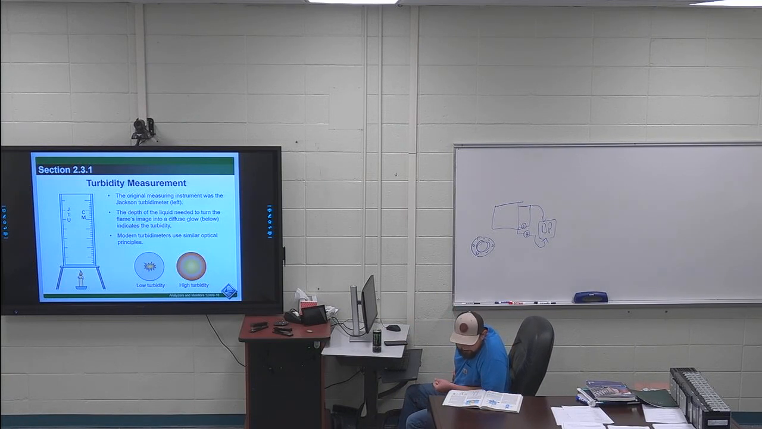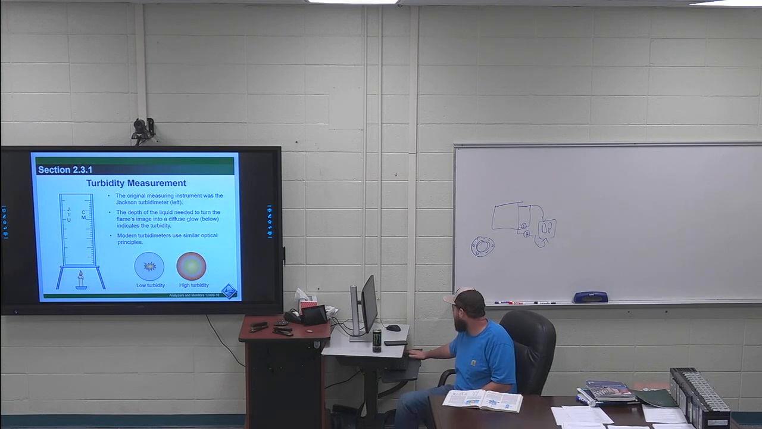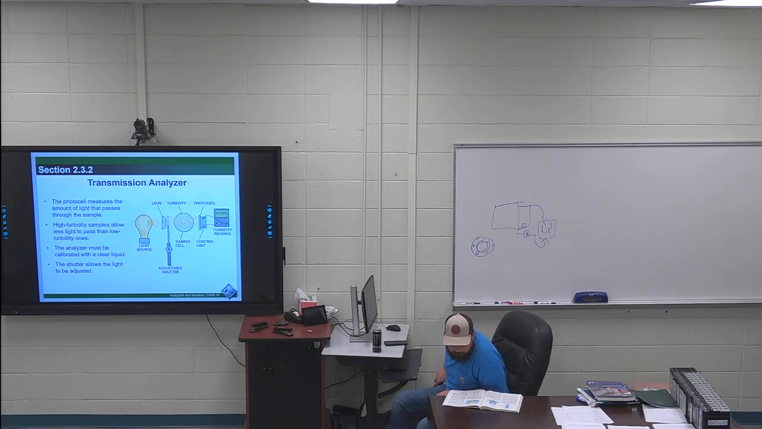232, page 17, the whole first paragraph is highlighted. Transmission turbidity analyzer, which is what's at the bottom or up there on the board, contains a light source, lens, sample cell, photocell, and control unit with a readout. The lens focuses a light from the source through a sample cell, which is measured by a photocell.